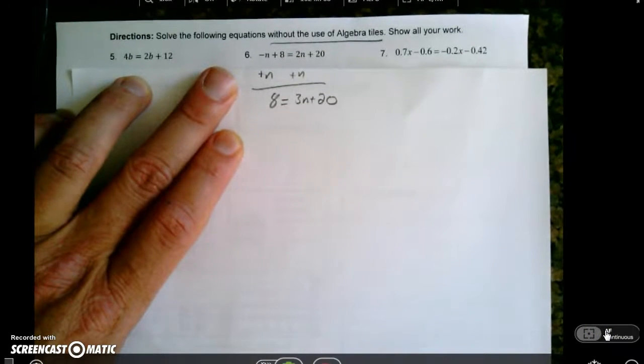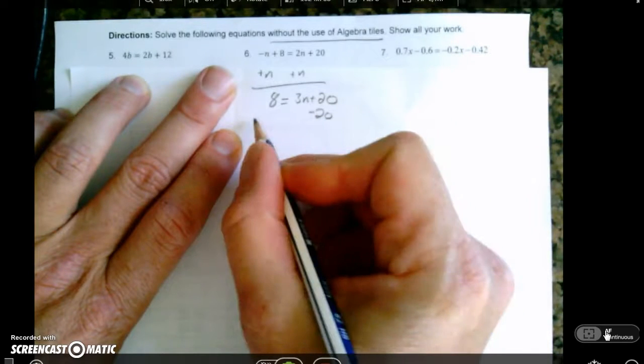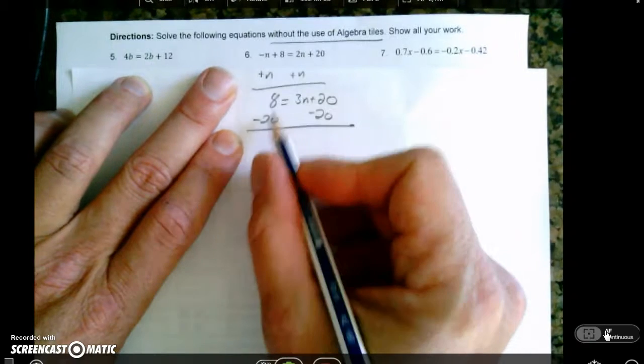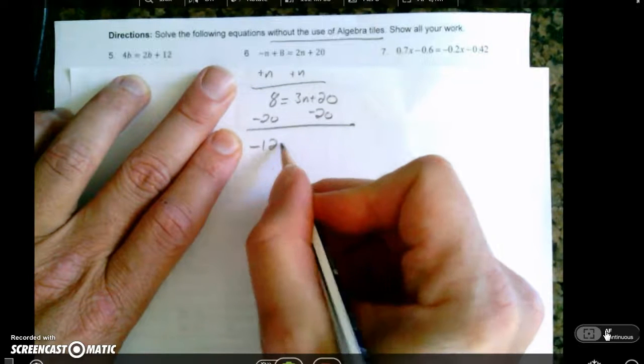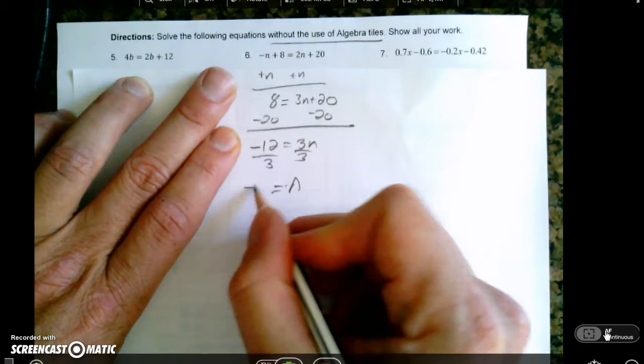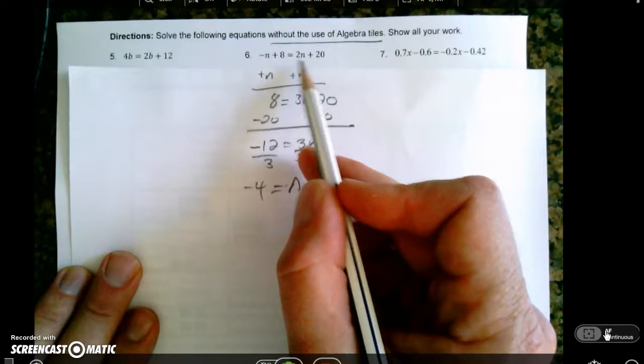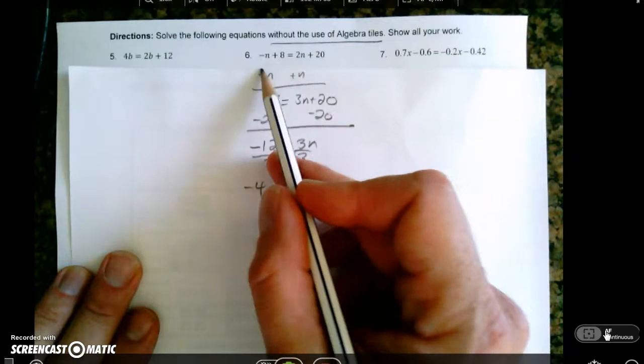Okay, now you just subtract 20. 8 minus 20 is negative 12 equals 3n. Divide by 3, n equals negative 4. Now again, I chose to add n to both sides. You could have actually subtracted 2n from both sides and ended up with the same answer.